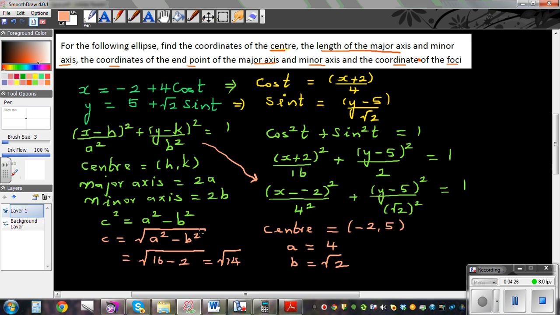So what's the major axis? The major axis is going to be 2 times a, so 2 times 4 is 8. The length of the major axis is 8, and the minor axis is 2 times b, which is 2 root 2. Okay, so let's sketch this.